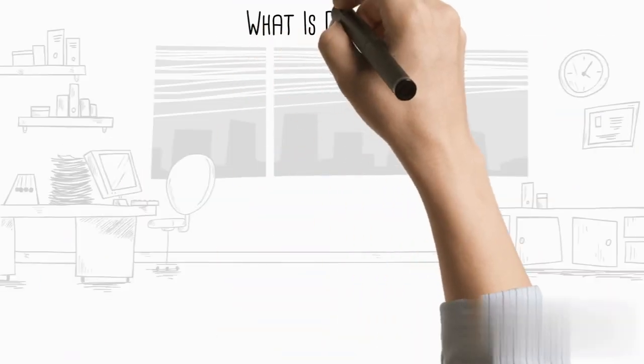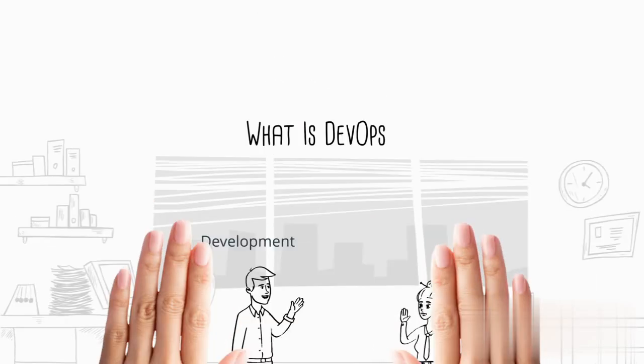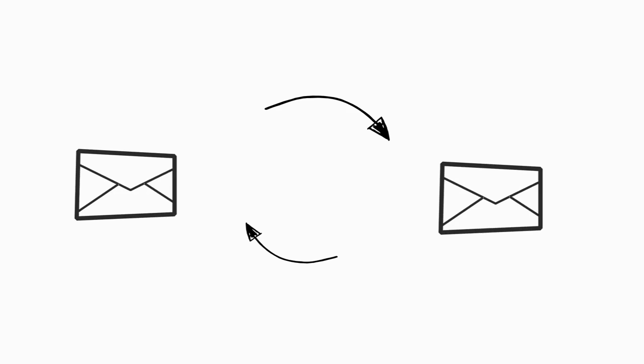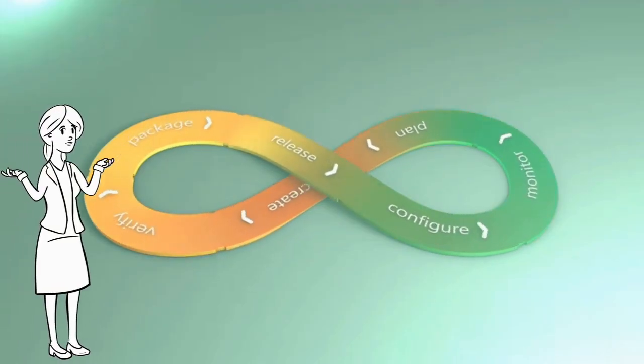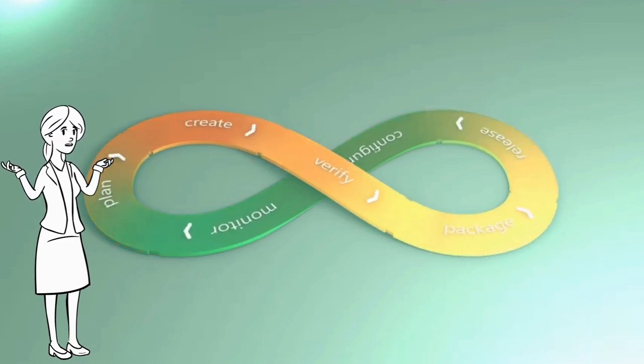What is DevOps? DevOps stands for Development and Operations. It's a set of practices that combines software development, dev, and IT operations, ops. It bridges the gap between development teams who create software and operations teams who manage and maintain it. The goal is to enhance collaboration, communication, and efficiency.